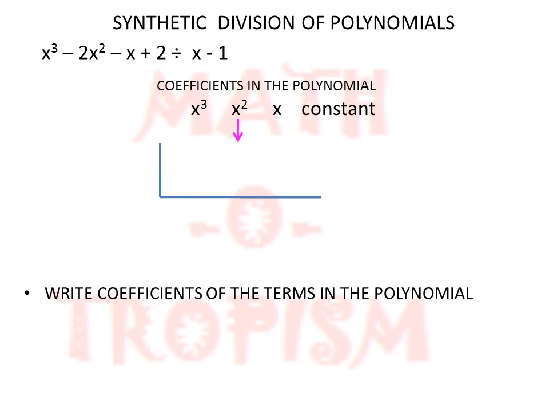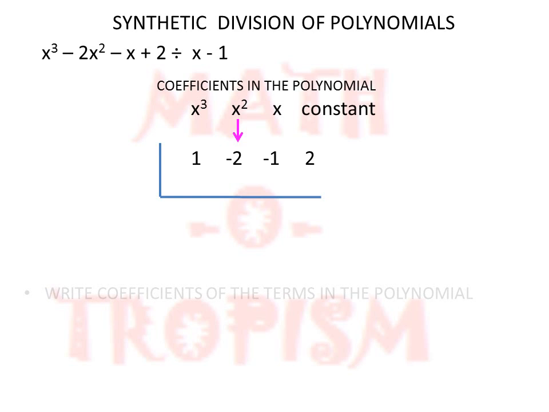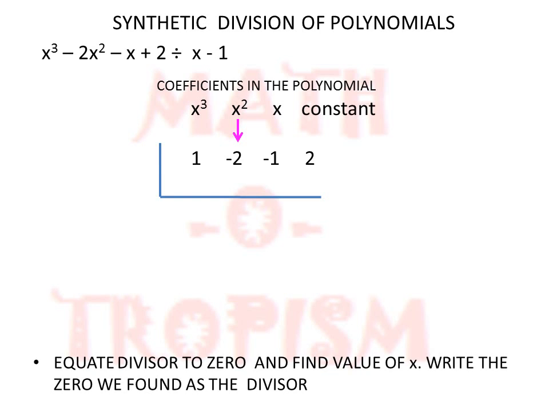First, we write the coefficients of the terms in the polynomial. So x cube has a coefficient of 1, x square has minus 2, x has minus 1, and the constant term is 2. We have written all the coefficients. Next, we need to write the divisor. For finding the divisor, we have to equate the existing divisor to 0. So x minus 1, when equated to 0, gives x equals 1. So 1 is my divisor, and I put that outside.